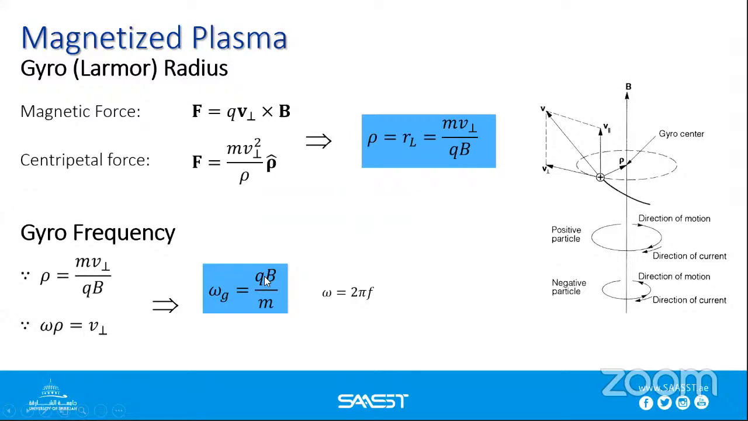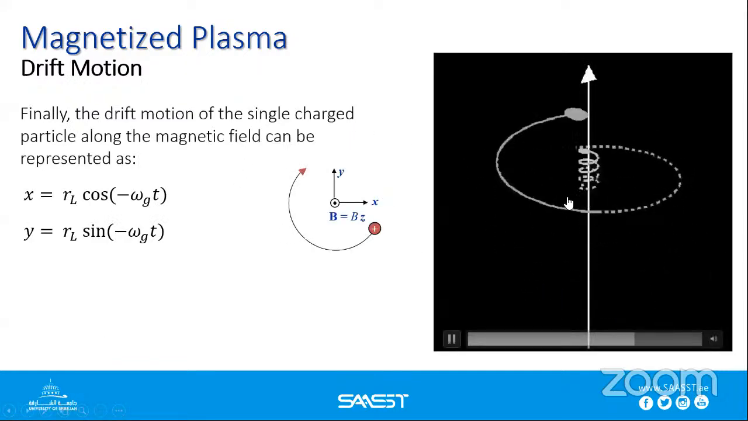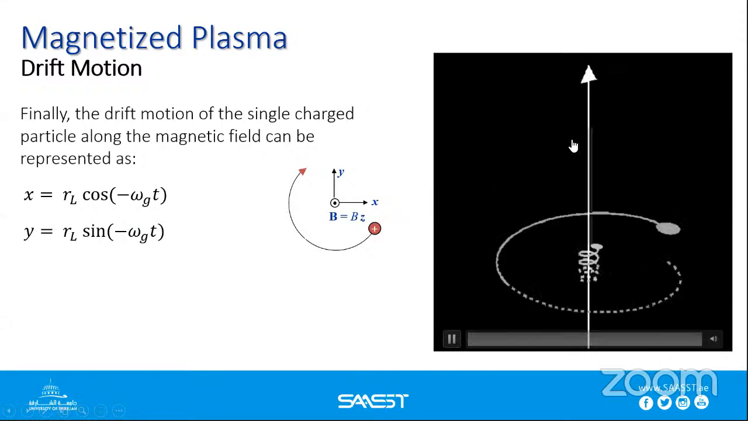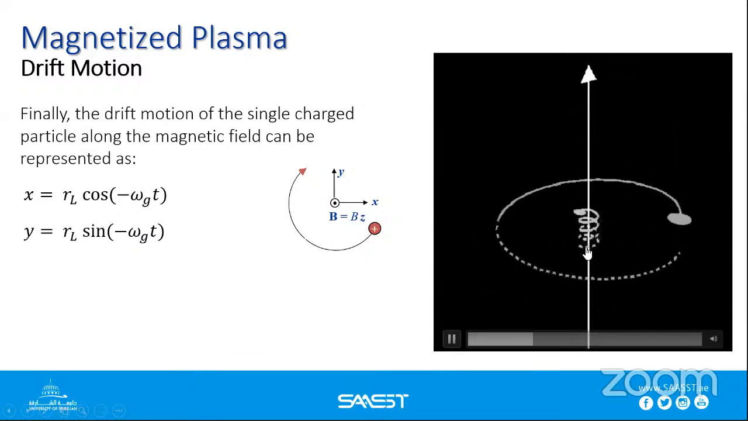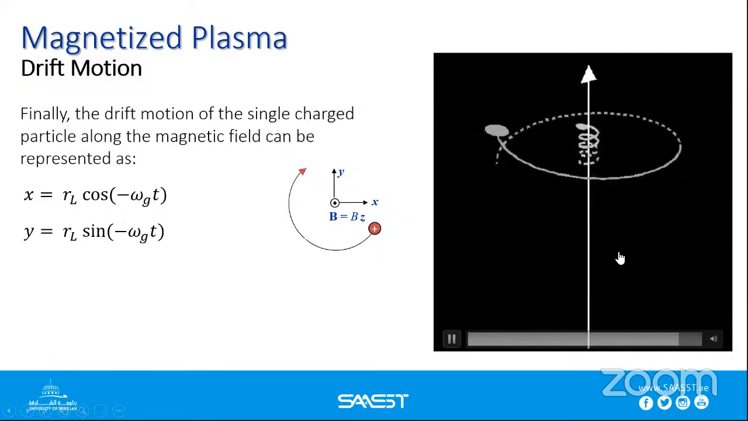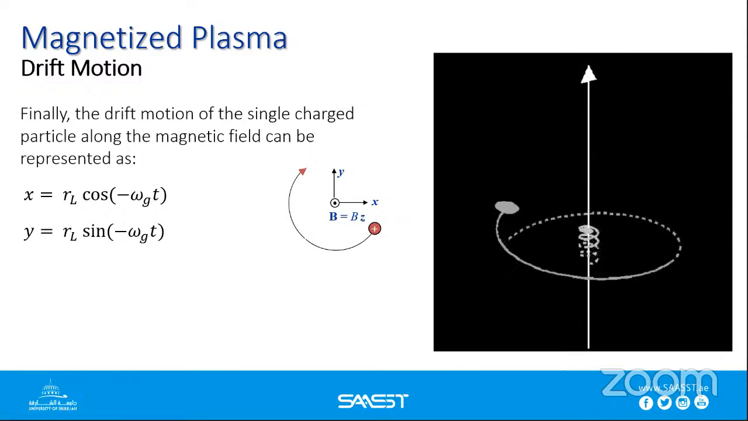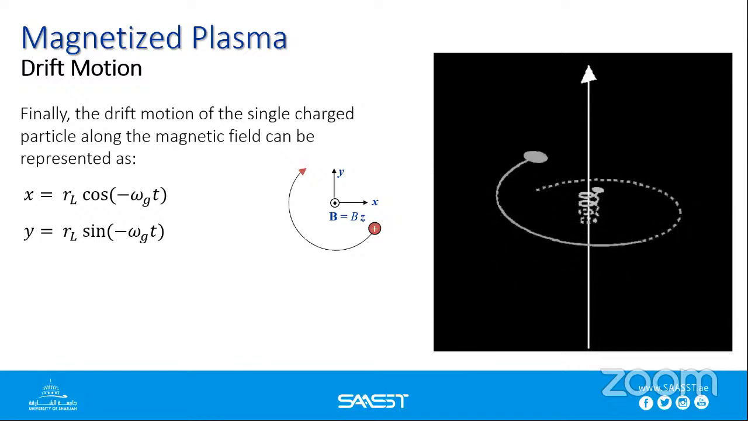But if the influence of the magnetic field is greater on the particles, we have a much larger frequency that the particle will go with. So taking the example of the two particles, one is the ion, which has a bigger mass, and one is the electron, which has a smaller mass. The smaller mass is tightly bound to the magnetic field and has a larger frequency, and the bigger mass has a lesser magnetic field force on it, and then it has a larger radius around the magnetic field line.